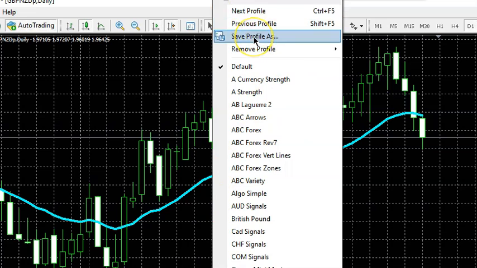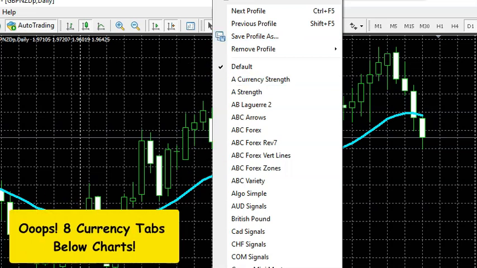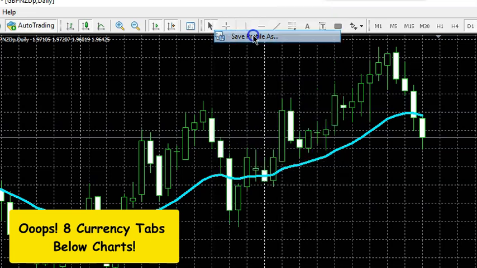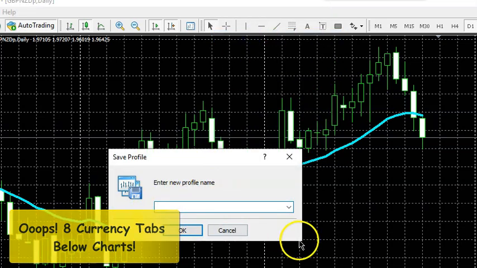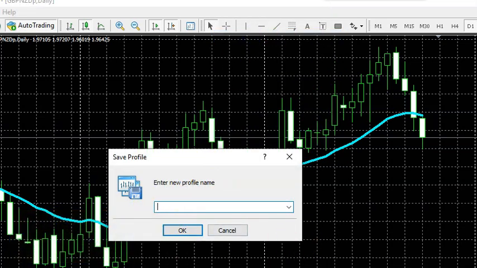So to keep these 7 currency tabs for the British pound in one set that you can go to any time, then you want to click on save profile as, enter the name, and I'm just going to suggest you can write, let's say, GBP. British, that's the British pound signal, right? So I just put SIG, okay? And then click on OK.